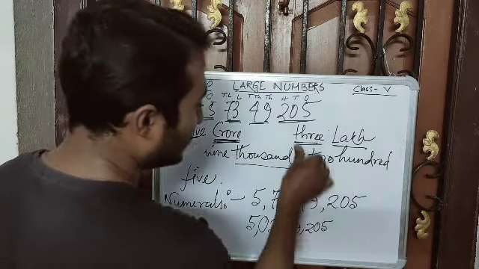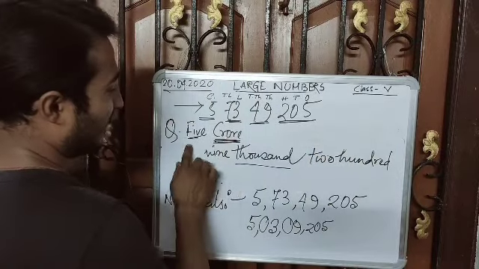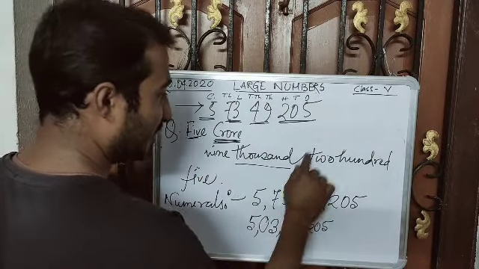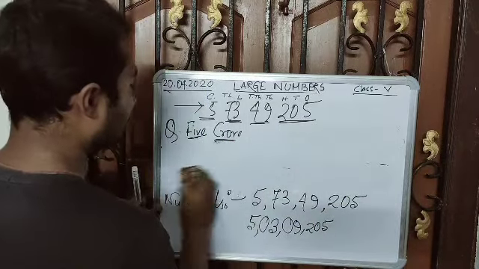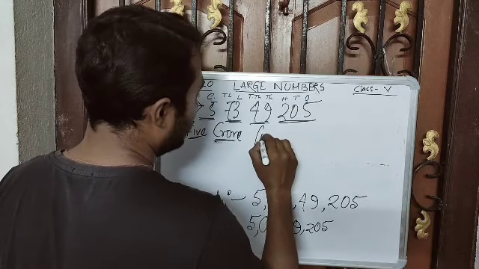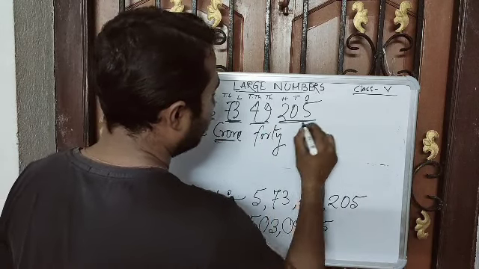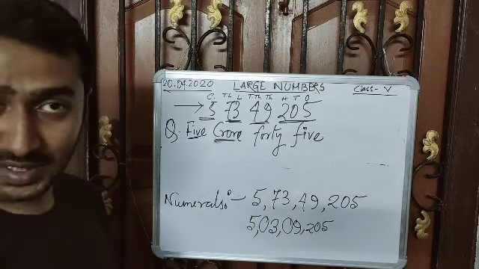5 crore, there is no lakh, suppose. There is no lakh. 5 crore, 9000, there is no 200. Okay, I'm writing it again. So it is 5 crore, suppose, 45. So how to write this number in numeral?